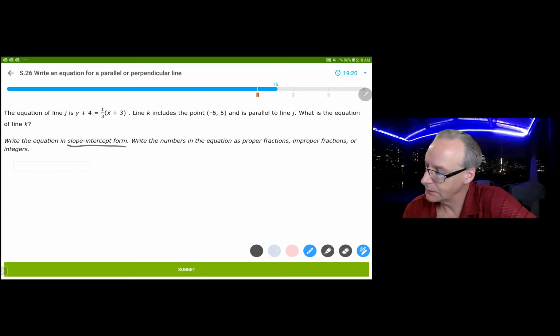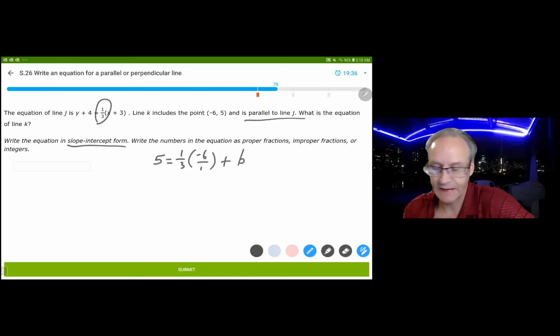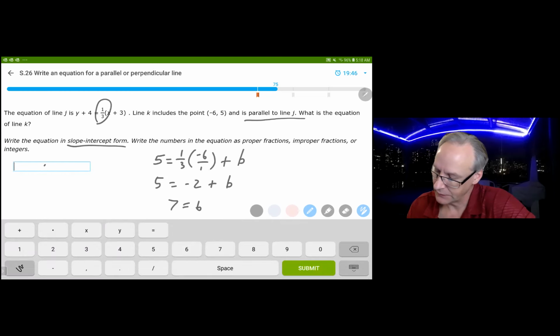Slope-intercept form still. Line K is parallel, so we want a slope of 1/3. So we've got 5 is equal to 1/3 x plus b. Notice I always put that x over 1. Just makes it look a little nicer. That's negative 2 plus b is equal to 5. And of course, b is equal to 7, isn't it? So I'm going to write my equation, y equals 1/3 x plus 7. And we're done.